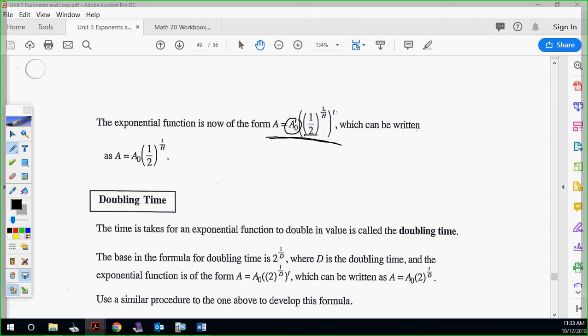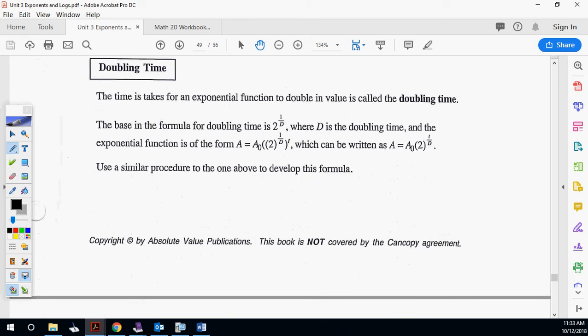Conversely, the same thing for doubling time. If it doubles, it'd be the same exact formula, but with a 2 here. So you've got doubling time and half-life: 2 versus a half. Well, let's just use these now.